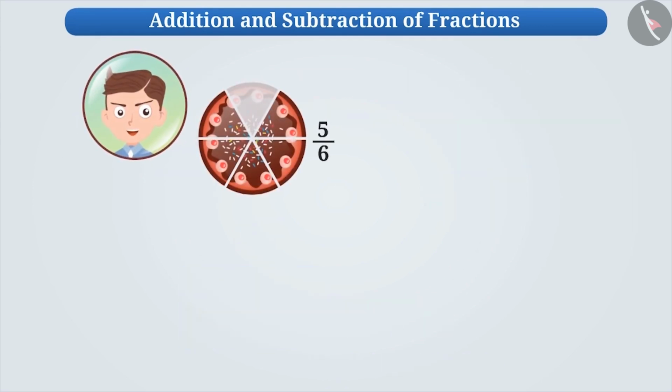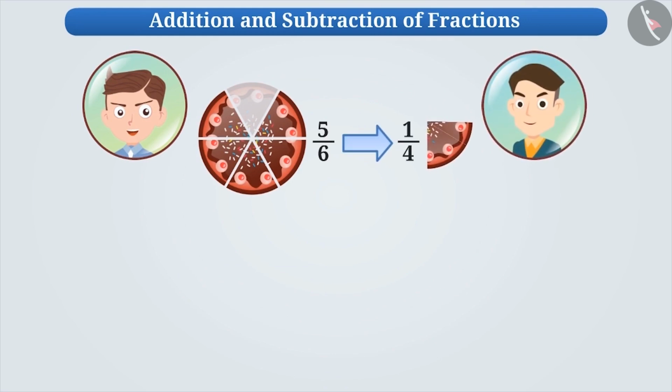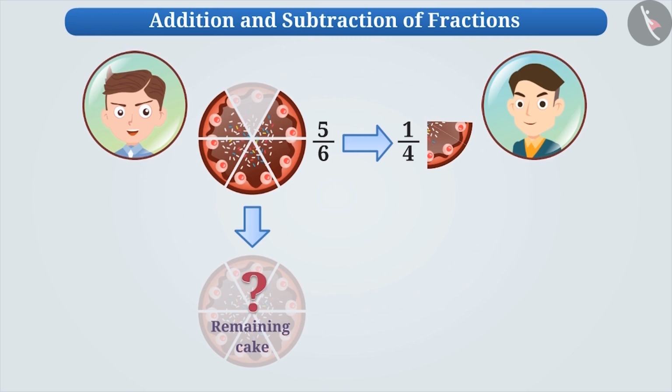Suppose Ramesh has 5/6 parts of a cake. If he wants to give 1/4 part of it to his friend, then to find out the remaining amount of cake, we need to subtract 1/4 from 5/6. To find the value of this, we need to know the rules of addition and subtraction of fractions. First, we will learn about the addition and subtraction of like fractions.